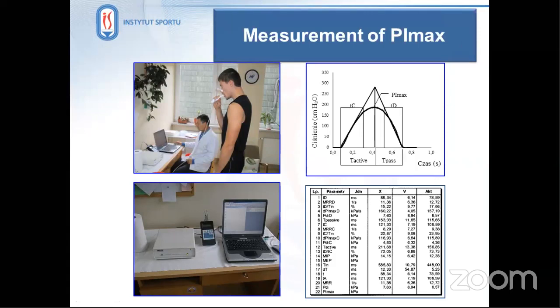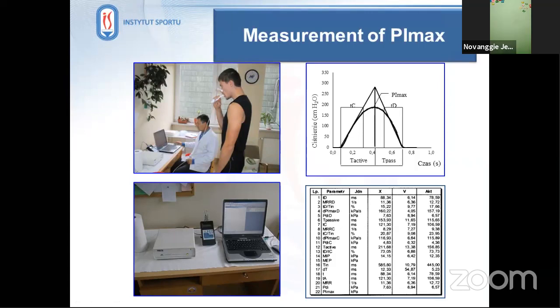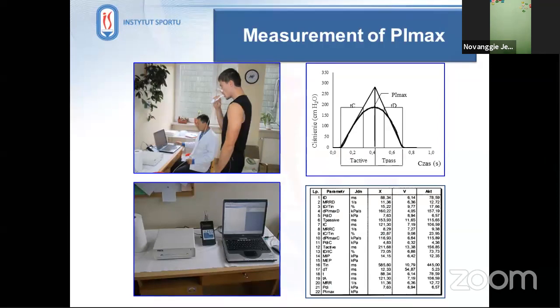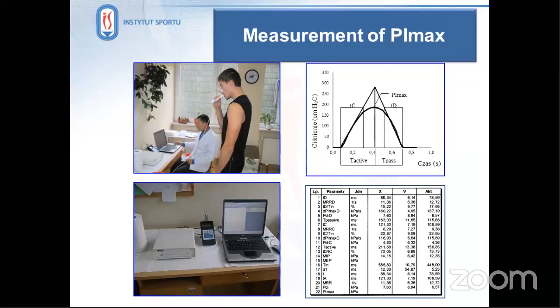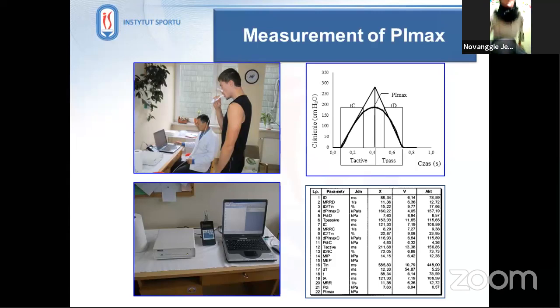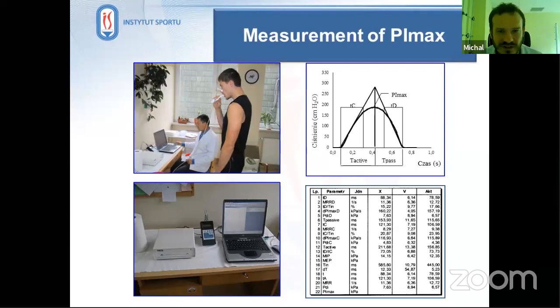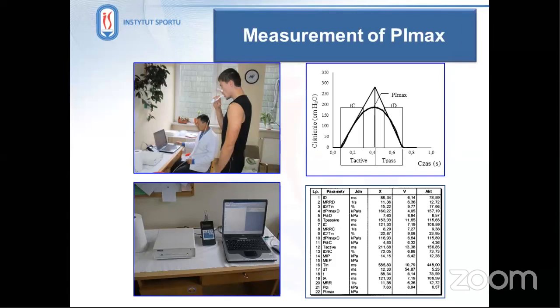Novangi, tolong di mute ya. Okay, Michal, you can continue. Everything is okay. Tolong di mute ya. Novangi, yeah, okay. Now it's clear. You can continue your presentation. But you see my presentation, yes? Yeah, I see your presentation, but I hear some noisy voice.